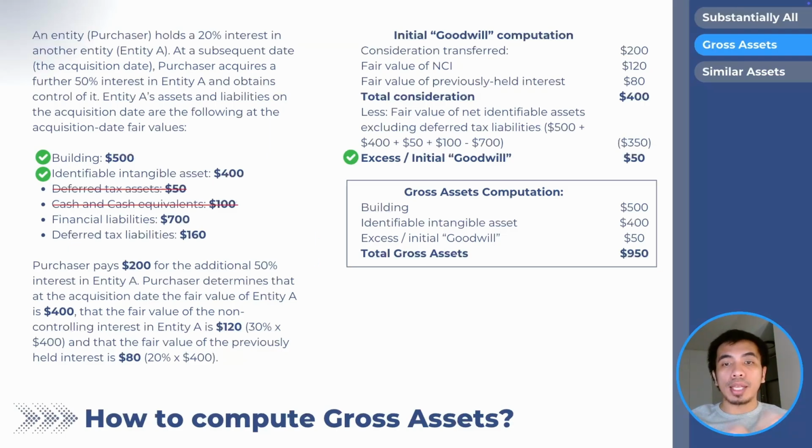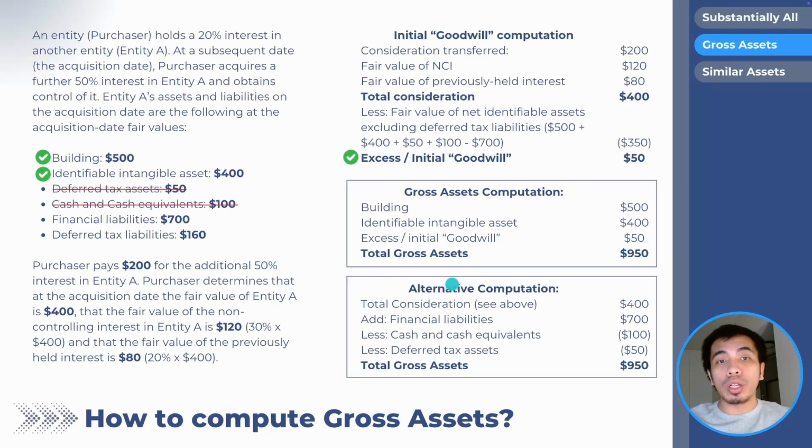You will also see that the standard has given us some alternative computations from the one that I have already provided here. One alternative computation is to start with the consideration of 400. That consideration already includes the goodwill and the total net assets of the acquiree, because in the purchase price allocation, the total consideration is composed of the excess or goodwill plus the net assets at fair value. So here we can start with the total consideration of 400. Since in this total consideration we already assumed that the financial liabilities have been deducted, we add it back. 700 plus 400, this is already the total assets of the company, which includes cash and cash equivalents and deferred tax assets. So here we remove those two. We will come up with the exact same amount of gross assets.